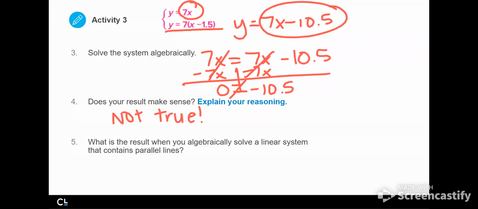Okay? And since that is the case, I'm going to say that that has no solution. There is not going to be a single place where those are going to cross. It says, what is the result when algebraically you have parallel lines? So it would be like 0 equals negative 10.5. That's not true.